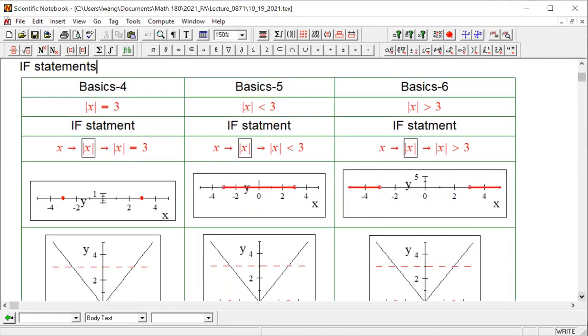Right? There are if statements. In the category of if statements, they're all if statements, about the function absolute value of x. We don't know what x is, but the output is given: the output is 3. We want to find the input. Or we want the output to be less than 3 and find the inputs. Or we want the output to be larger than 3 and find the input. So the nature of the question is similar. We want to find inputs, okay?